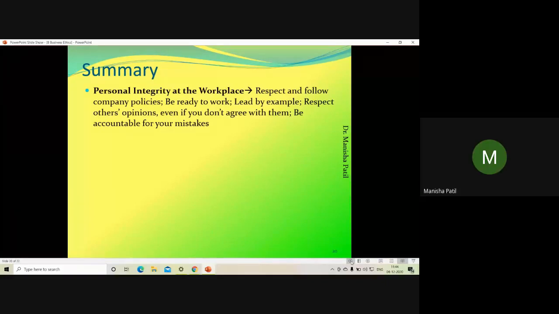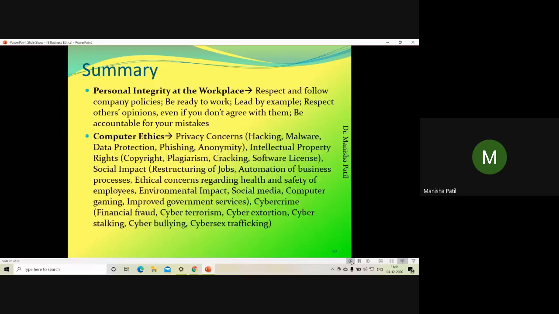Then we talked about personal integrity at the workplace, which includes: respect and follow company policies, be ready to work, lead by example, respect others' opinions even if you don't agree with them, be accountable for your mistakes.